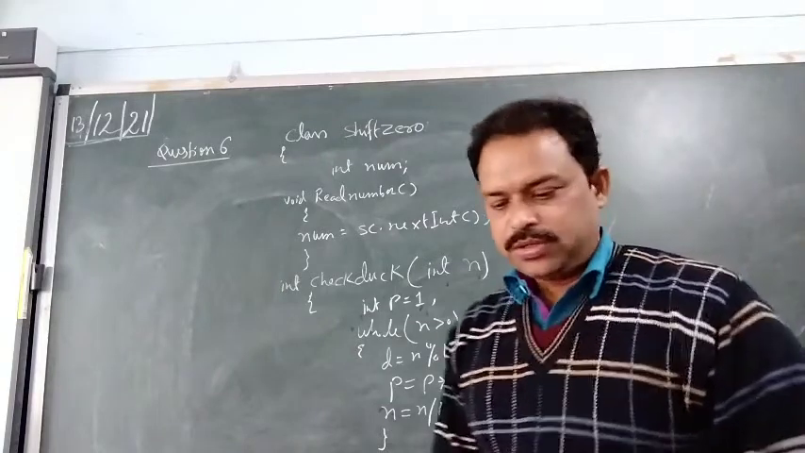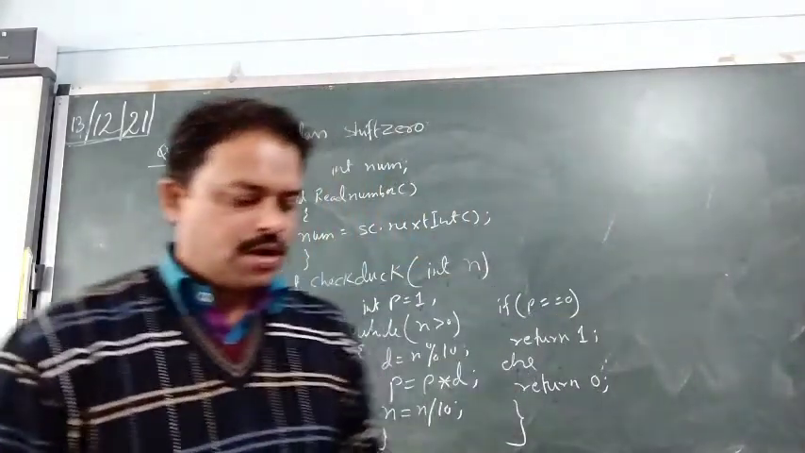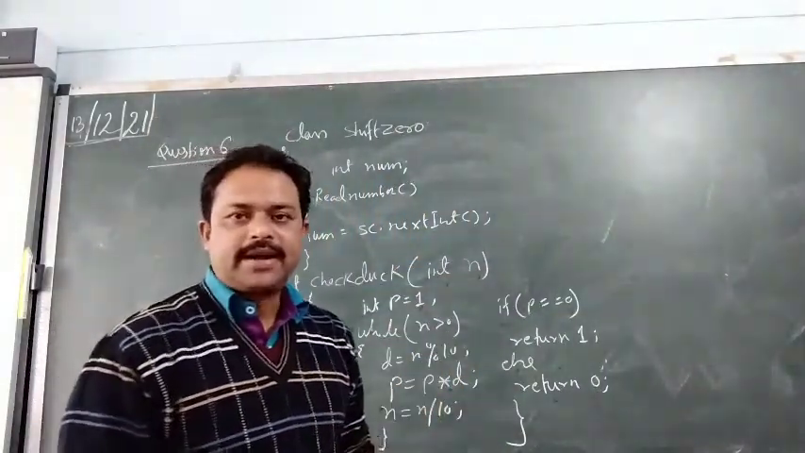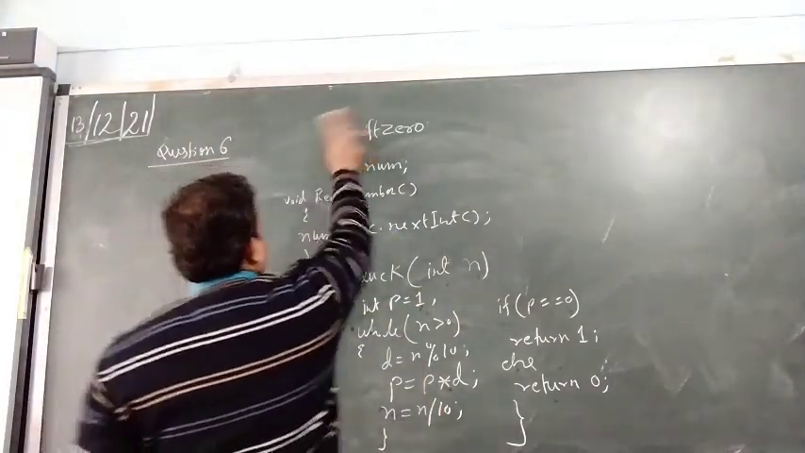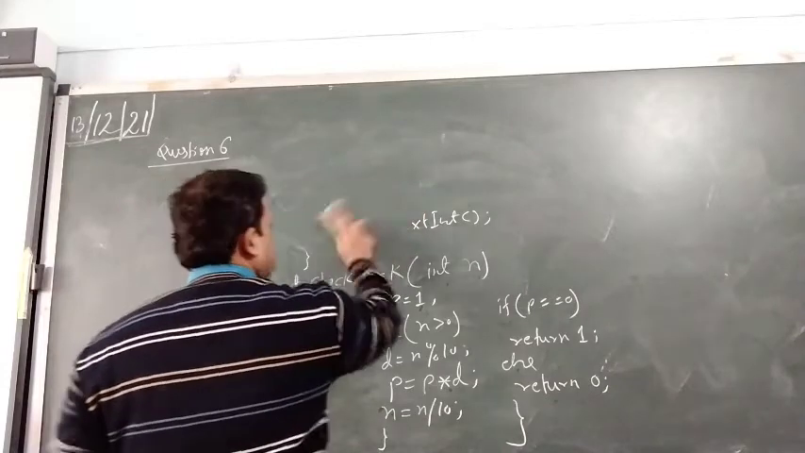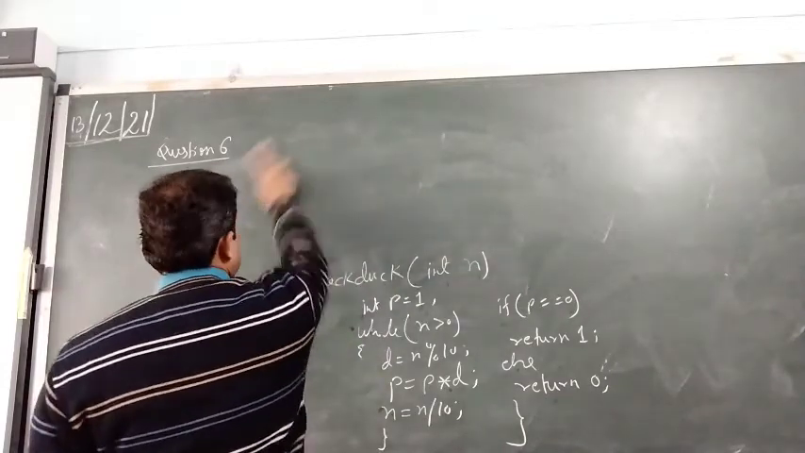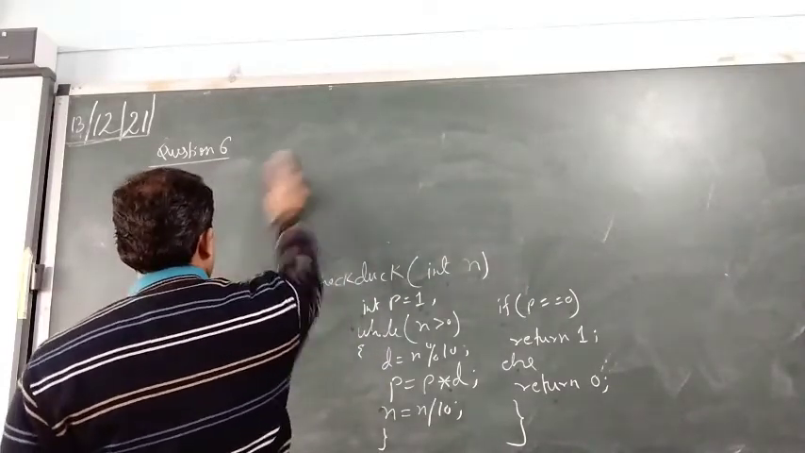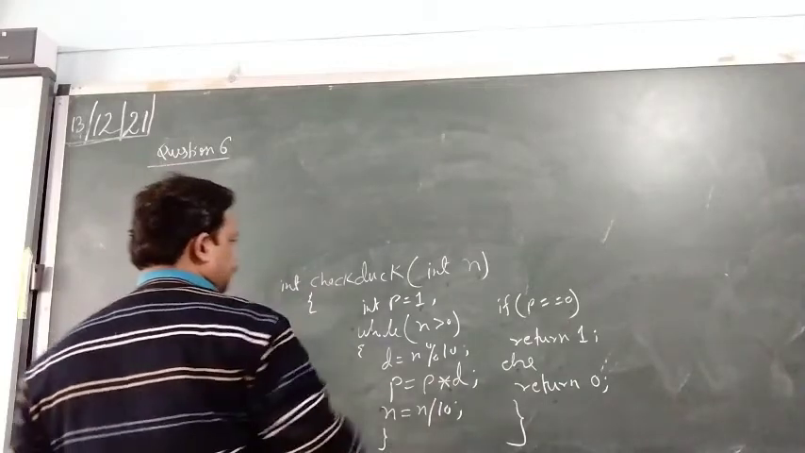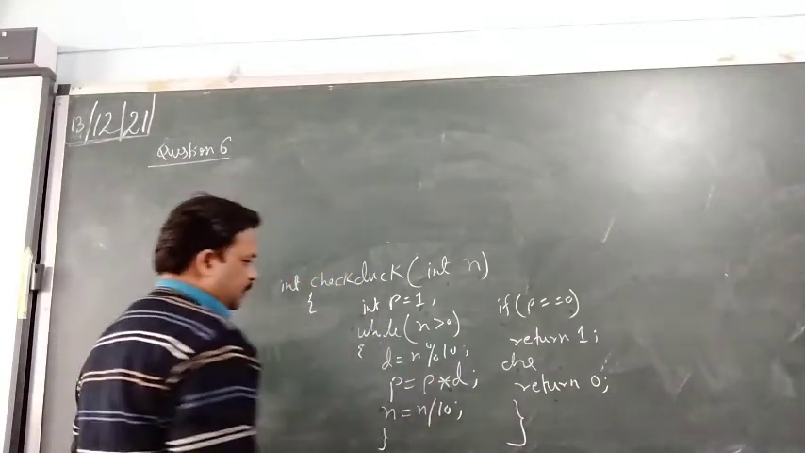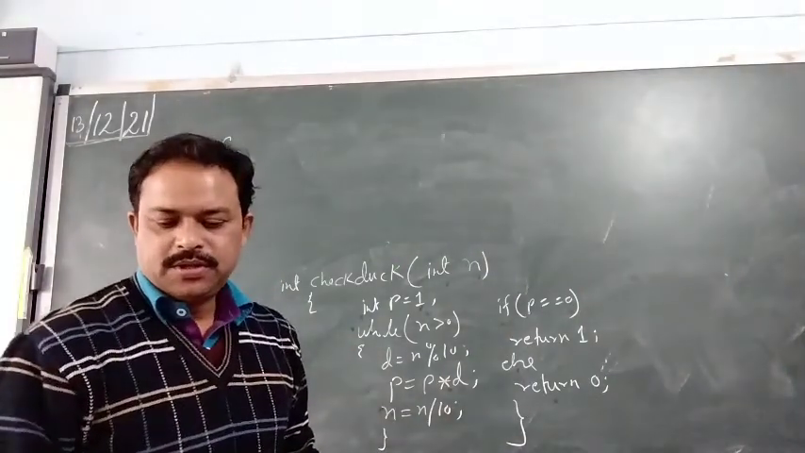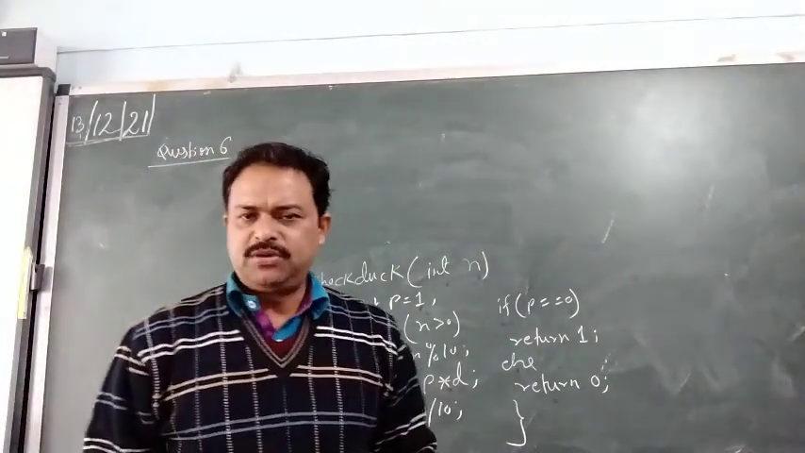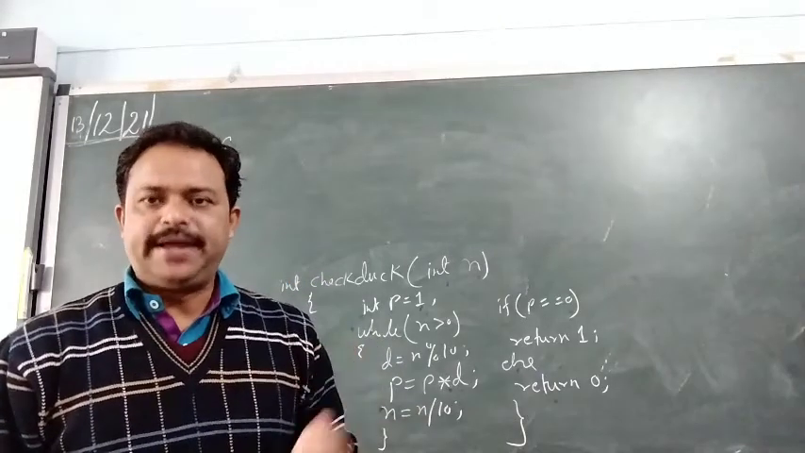Now let us come to the most important function, shift. How will we shift 0 to the right side? So these are the basic things you should know. Very simple. No need to make the program unnecessarily complicated.